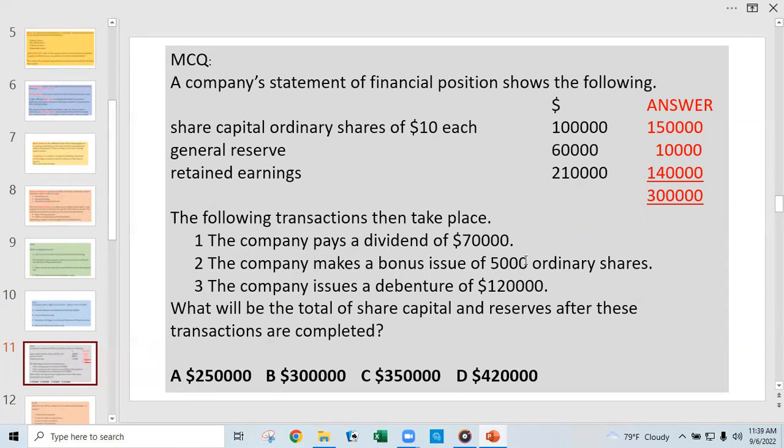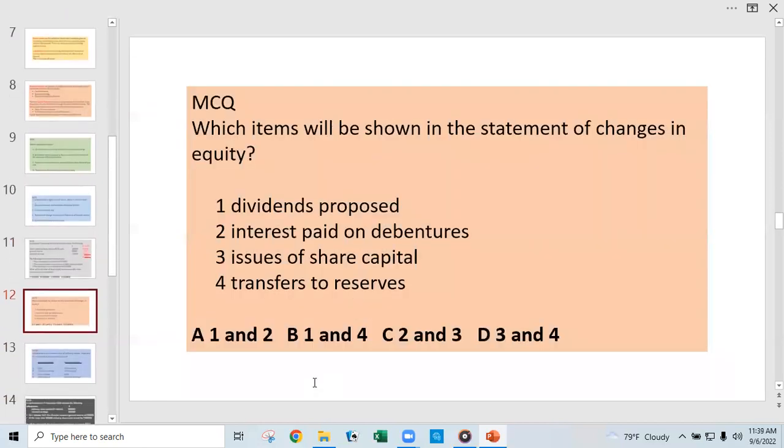2. The company makes a bonus issue of 5,000 ordinary shares of 10 each, so that will be 50,000. You will see general reserve reduced by 50,000 and ordinary share capital is increased by 50,000. 3. The company issues a debenture of 120,000, which is not part of equity, therefore not taken into account. So the capital and reserves is 300,000. Answer is B. The next MCQ, which items will be shown in the statement of changes in equity?